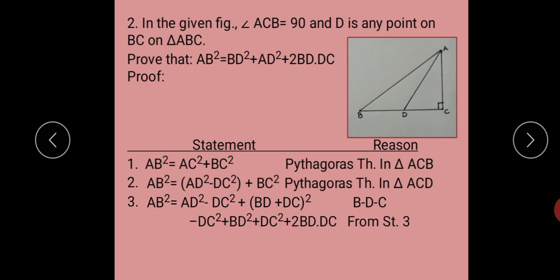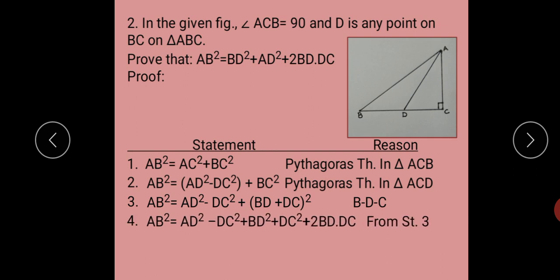We'll use the identity and expand. AB square is equal to AD square minus DC square plus BD square, that is A square, plus DC square, that is B square, plus 2BD DC, that is 2AB. So here we have achieved two things. One is 2BD DC, and minus DC and plus DC gets cancelled, which is not there in the final statement. So we'll write the final statement.